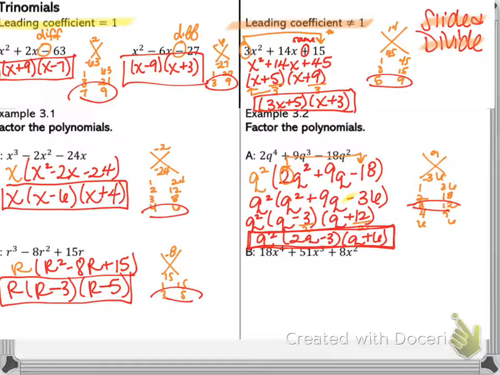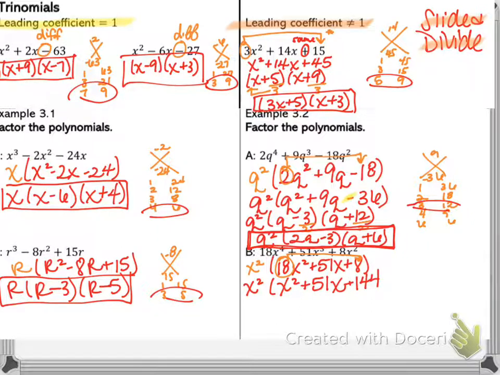Same idea for example 3.2b. We have, again, no GCF for the coefficient, but we do have a GCF for our variables. That'll be x squared, giving us 18x squared plus 51x plus 8. Again, I cannot do anything with those numbers, so I'm going to do slide and divide. This will give me x squared times x squared plus 51x plus 144, which is a beautiful number.